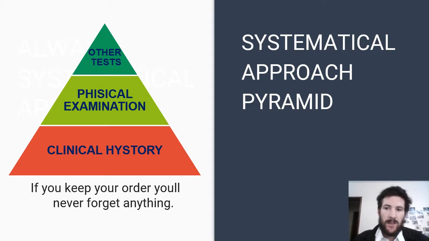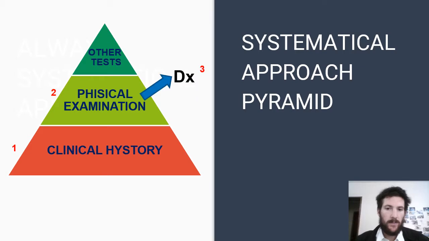So the first step to take information from a patient is the clinical history. It's all the things that we ask the patient. For example, if the mother has a controlled pregnancy, if she took all the antenatal care visits, how she was feeling with the baby, all the important things. And if you keep your order, you will never forget anything.